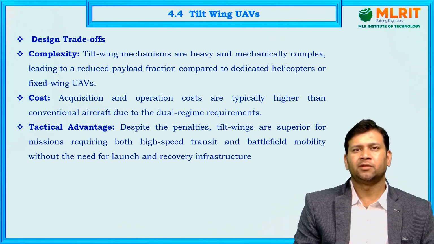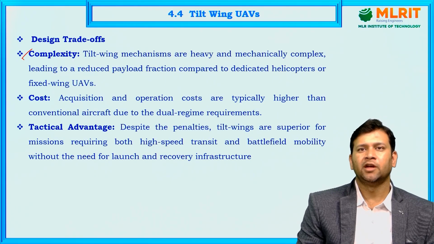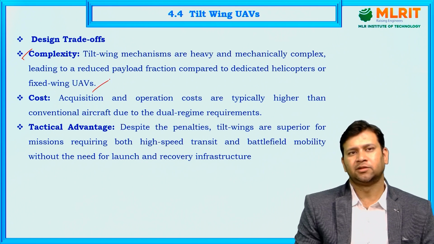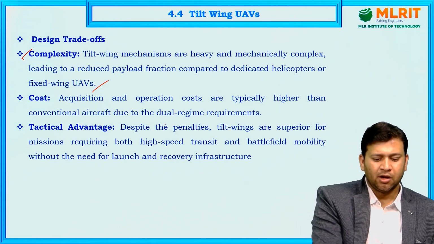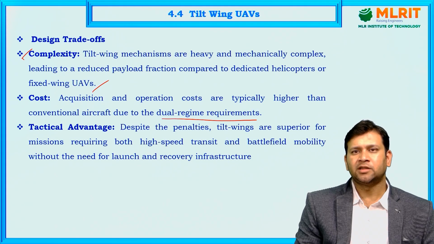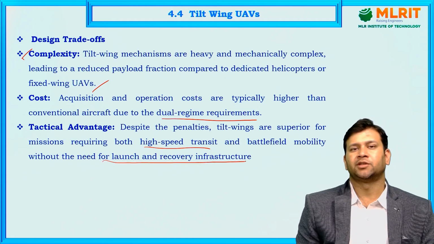The design traits of the tilt wing unmanned aerial vehicles: the complexity. Tilt wing mechanisms are heavy and mechanically complex, leading to reduced payload fraction compared to dedicated helicopters or fixed wing unmanned aerial vehicles. Cost. The acquisition and operation costs are typically higher than conventional aircraft due to the dual regime requirements. Tactical advantage. Despite the penalties, tilt wings are superior for missions requiring both high-speed transit and battlefield mobility without the need for launch and recovery infrastructure.